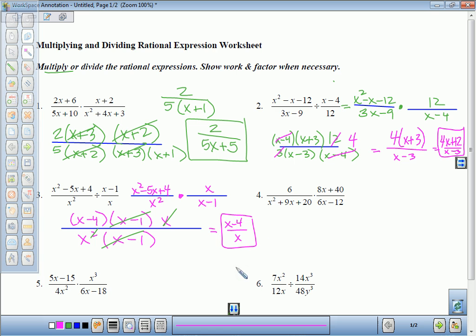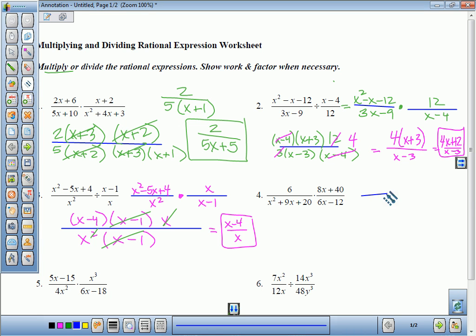Now, cannot cancel the x's. Why can I not cancel the x's? It is not multiplication. These are grouped together with subtraction. This binomial is one whole. We can't break it up. All right, this one is multiplication. So we can go straight into factoring and simplifying.